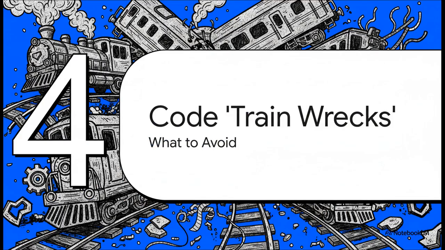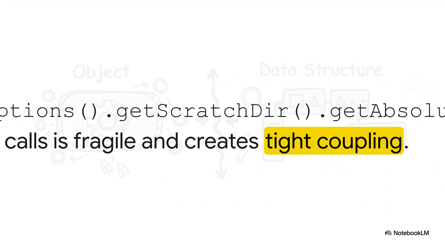And when you violate this law, you often end up with something the book has a fantastic name for, a train wreck. And I promise, once you see it, you'll start seeing it everywhere. This line of code right here, this is the textbook definition of a train wreck. Just look at that chain of calls. Get options, get scratcher, get absolute path component. It looks like a bunch of train cars all coupled together. And the problem is, your code now has to know way too much.